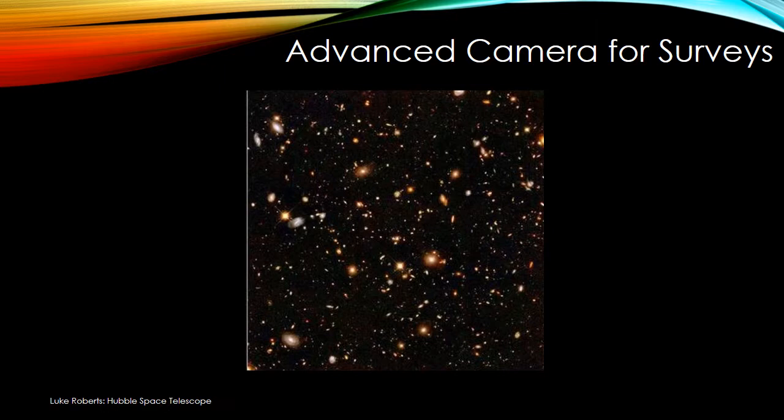The Advanced Camera for Surveys, or ACS, increases the possibility for new discoveries by the Hubble by a factor of 10 and works with a broad spectrum of light ranging from ultraviolet to visible light and infrared. The ACS is used to observe a large area of the sky at once. The most famous image taken with ACS is pictured here and is known as the Hubble Ultra Deep Field.